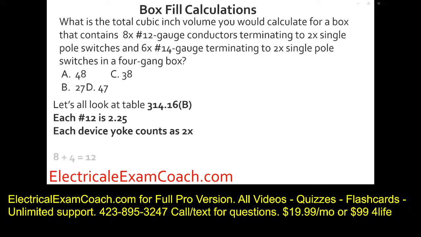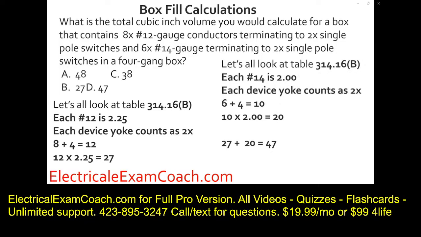Let's go ahead and deal with our 12s. We know that we have 8 conductors and 2 devices for those 12s, so each one of those devices counts as 2 more, giving us a total of 12 12-gauge conductors. We take and bear the math out, and we end up with 27 cubic inches. Now we just do the same for the leftover devices. We have our 6 original conductors, and we have 4 more based off of our count, because remember, it's based off the largest wire that terminates to that device. We take and bear that math out, total the 2 together, and end up with 47 cubic inches.